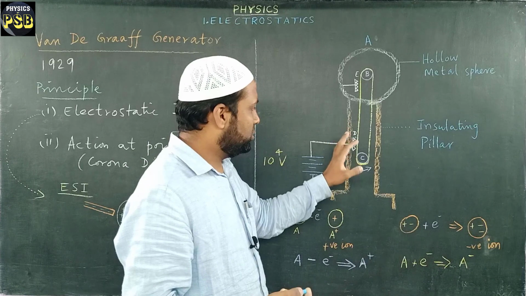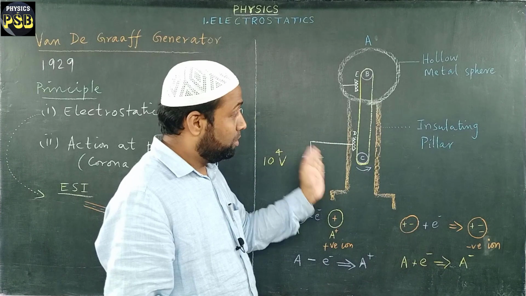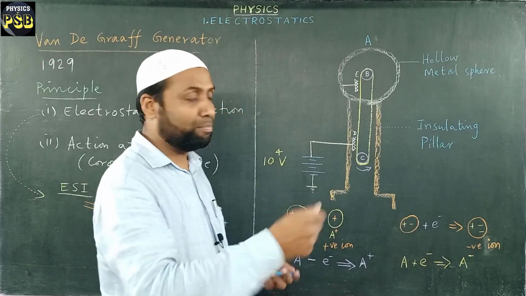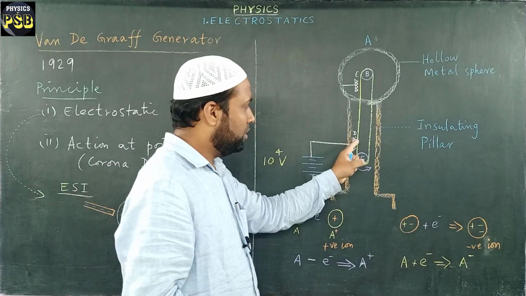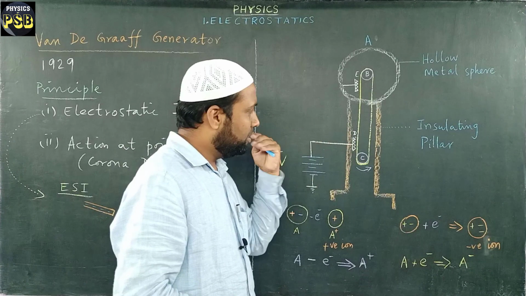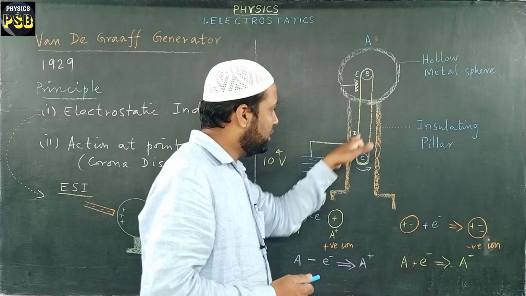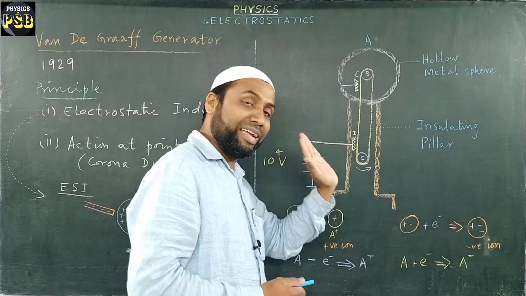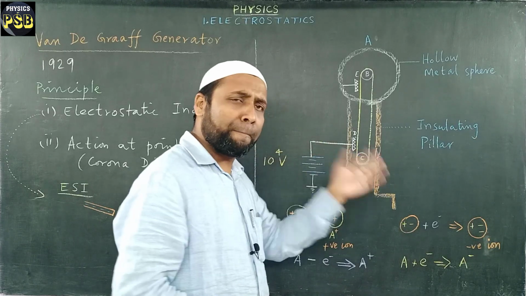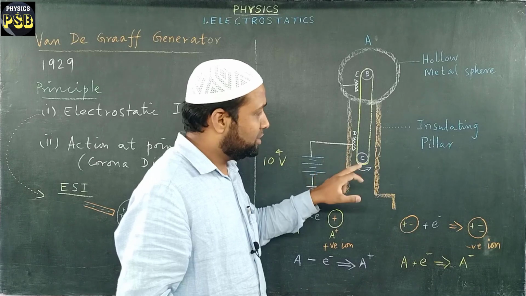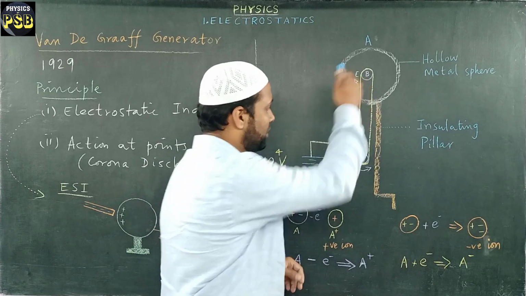Here, the positive charge gets repelled by this Coulomb because it has a positive charge. We know same charges repel. If you bring a positive charge near a positive charge, they repel. So the positive charge present in the air gets repelled, and they hit this insulating belt and stick to it. So these positive charges got stuck to the belt and move upward.